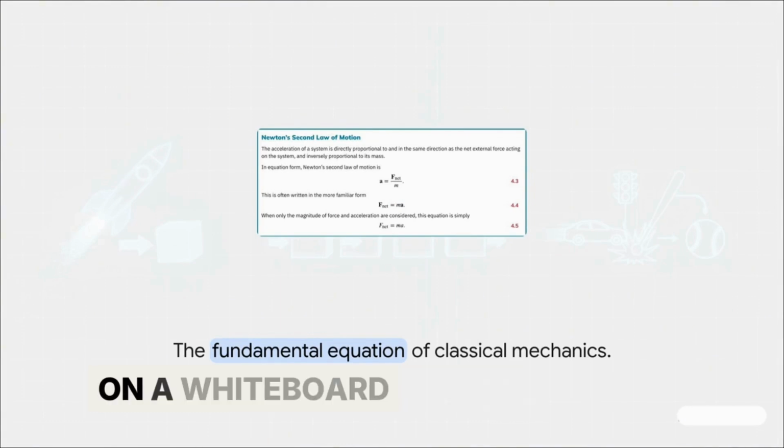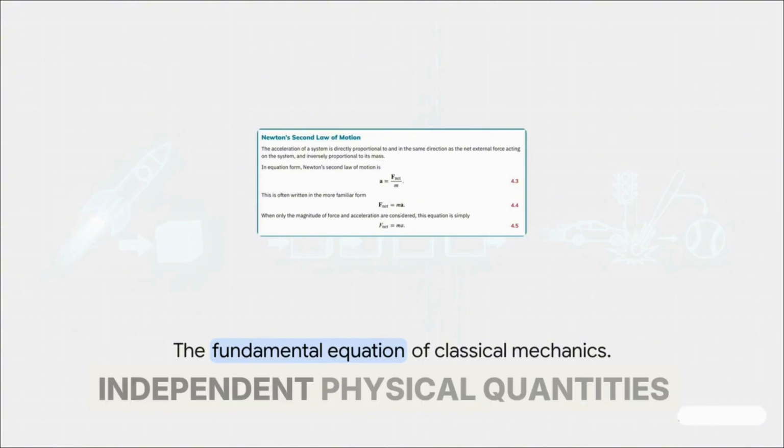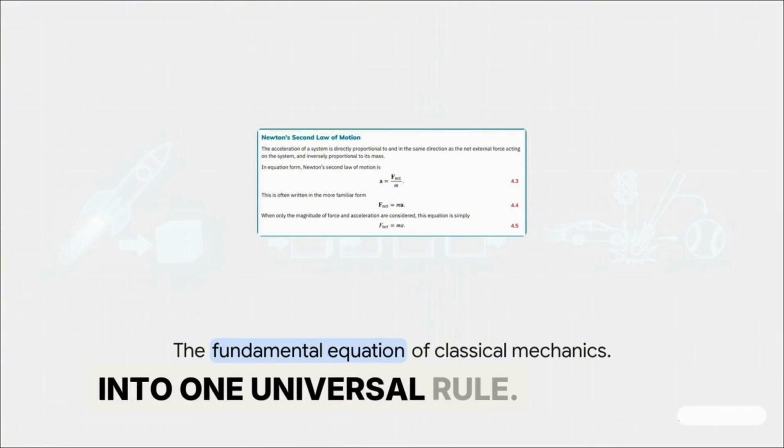You've likely seen this written on a whiteboard at some point as F equals ma. That just means net force equals mass multiplied by acceleration. It's a wonderfully elegant formula, honestly, because it neatly ties together three completely independent physical quantities into one universal rule.